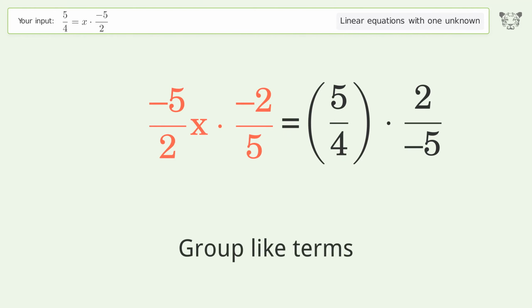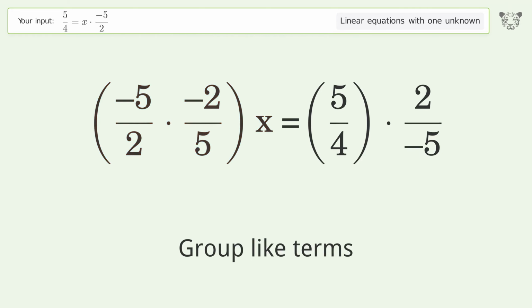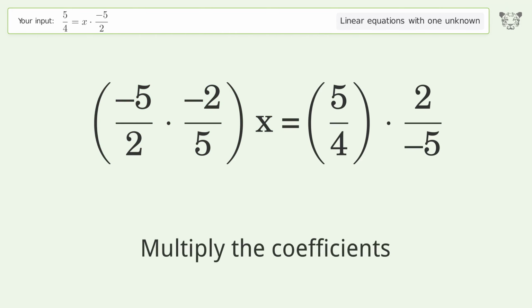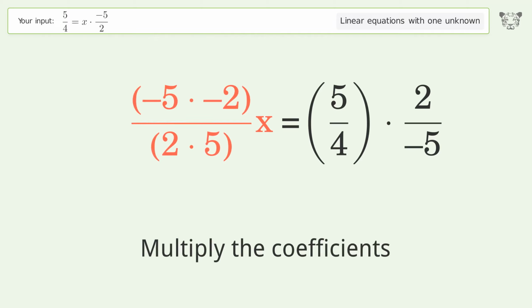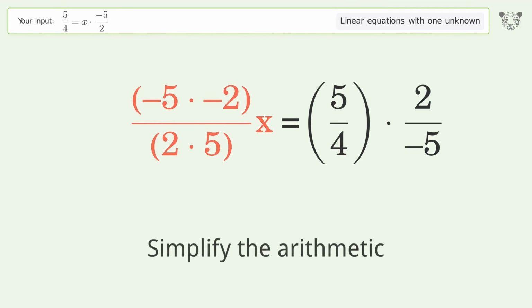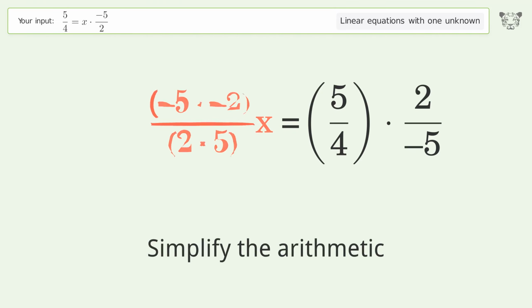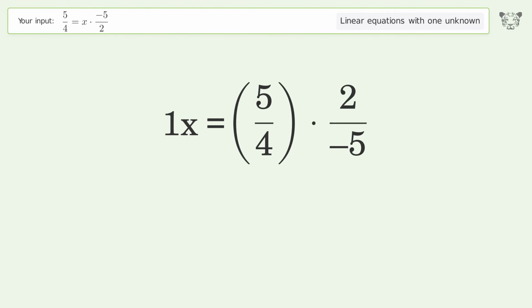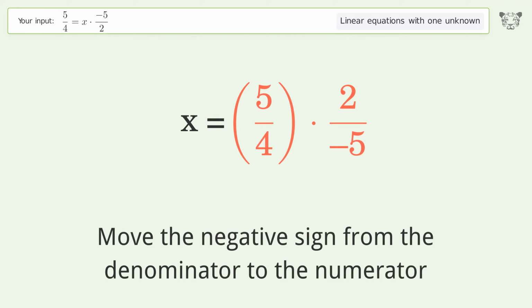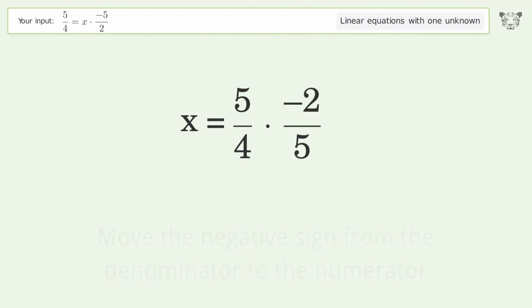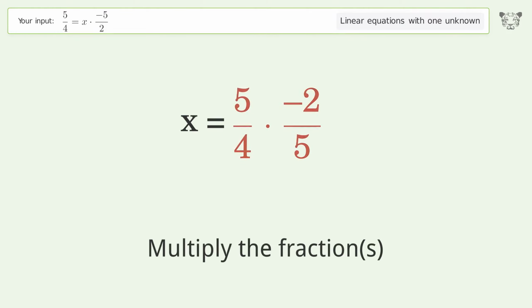Group like terms. Multiply the coefficients. Simplify the arithmetic. Move the negative sign from the denominator to the numerator. Multiply the fractions.